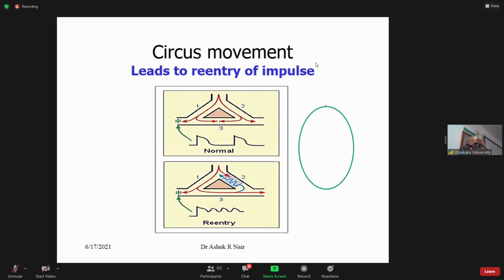Suppose there is a point where there's a stimulus, and the depolarization is spreading in this direction and coming back here. Now this depolarization cannot enter back into this point. Why?